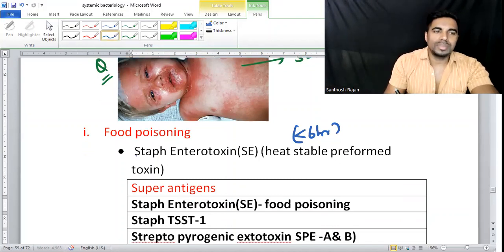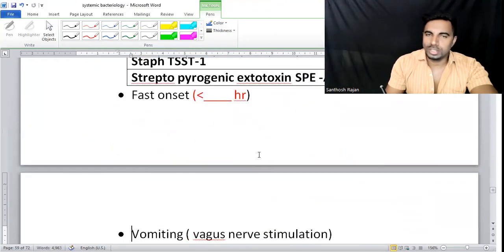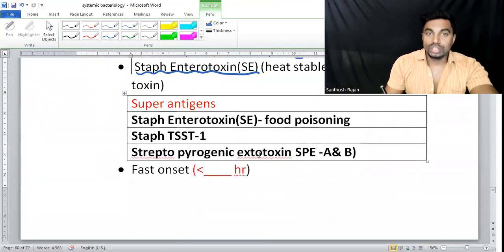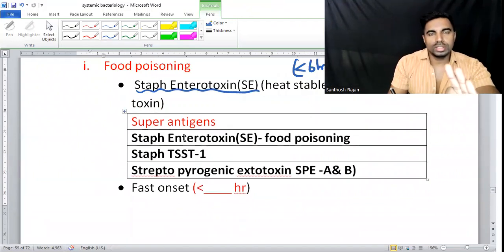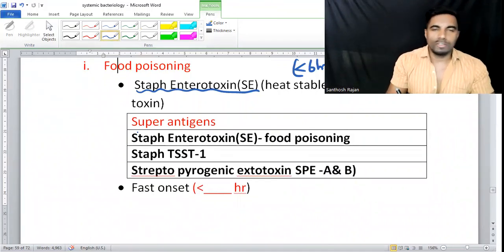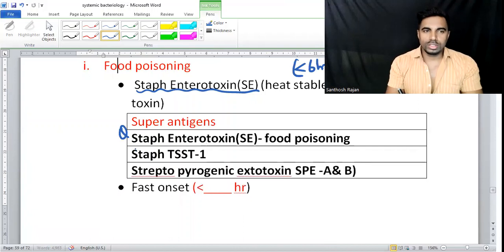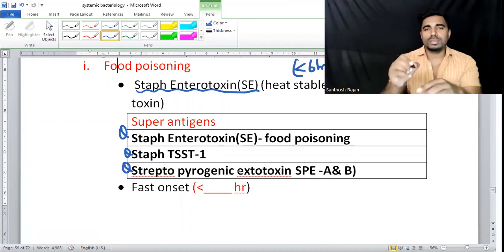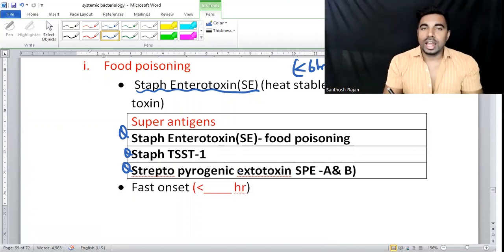Enterotoxin. Enterotoxin has something special. Why is it important? Because this is a superantigen. Not only that, there are three important superantigens in Staphylococcus, though we have many in the whole of microbiology, but you remember these. What are they? One is Staphylococcus enterotoxin, and the other one is Staphylococcal TSST, toxic shock syndrome toxin. Another one is streptococcal pyrogenic exotoxin. We are going to talk about it more in streptococcus. So these three are the important superantigens. Superantigen means you don't need lots of stimulation. Mild stimulation causes excess cytokine release, very risky, very dangerous.